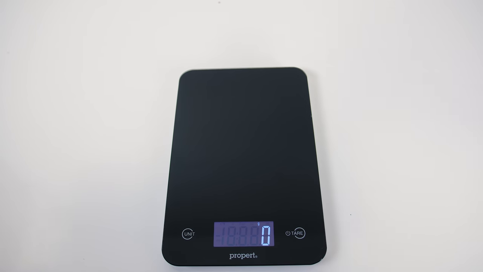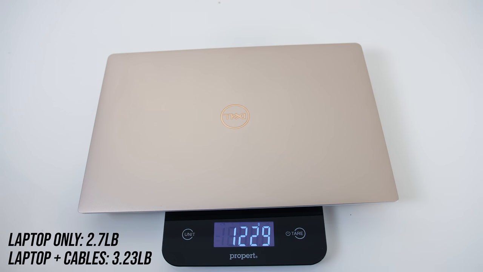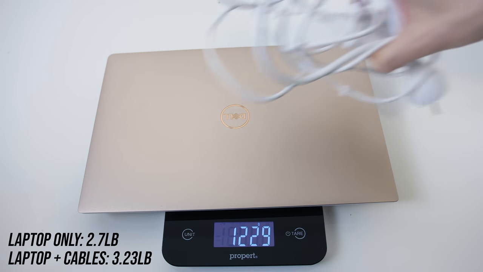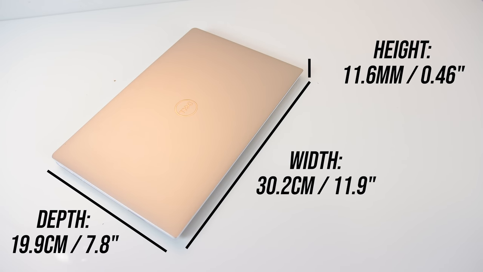The starting weight is listed at 1.23 kilos, or 2.7 pounds on Dell's website, and I found mine to be spot on with this, rising up to under 1.5 kilos with the power cables and 45-watt brick for charging. It's quite a portable machine, at just 11.6 millimeters thick, 30 centimeters in width, and 20 centimeters in depth.